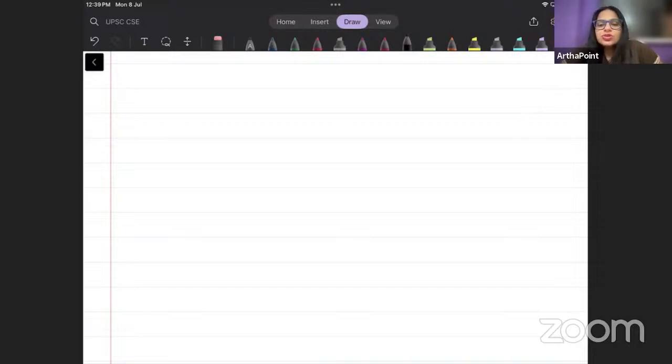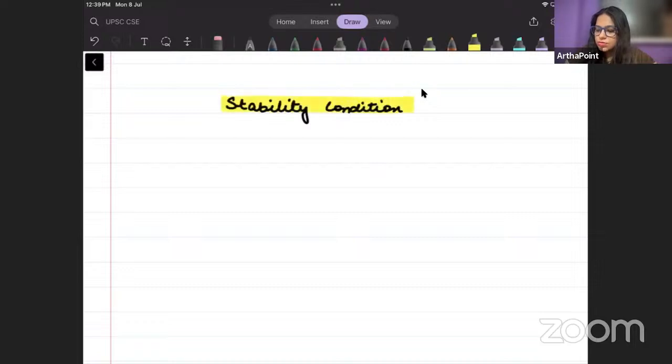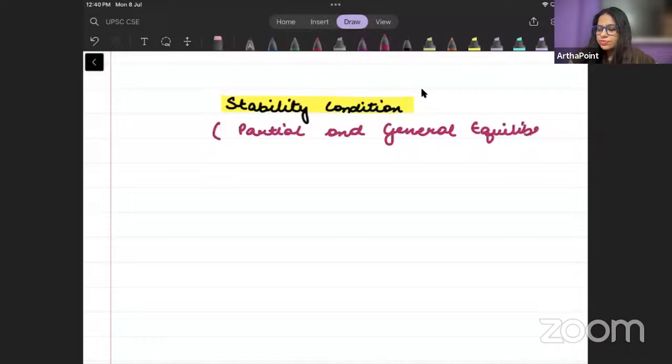Hi, good morning. Today, I am going to do one of the most important topics from the point of view of the exam. Very important topic. And that is going to be stability condition and, you can say, partial and general equilibrium.